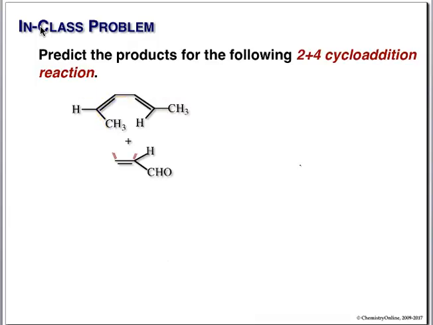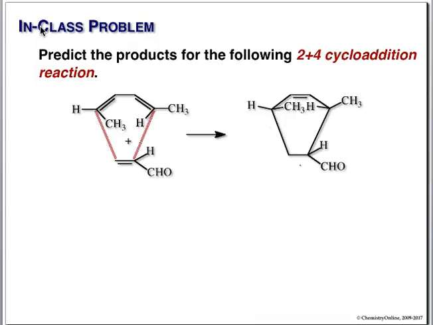So let's go ahead and make our bonds. Again, we're going to make a 6-membered ring with a double bond. And it's going to be a boat, just like we saw earlier. At the top of our boat, we're going to have our methyl bumping heads with our hydrogen. So once we draw in our bonds, here's our new double bond. These guys are bumping heads.